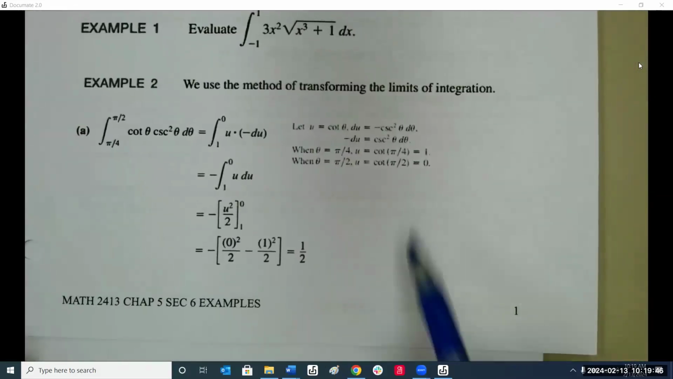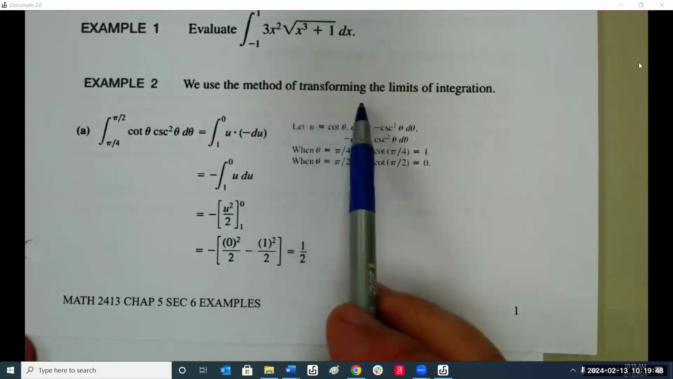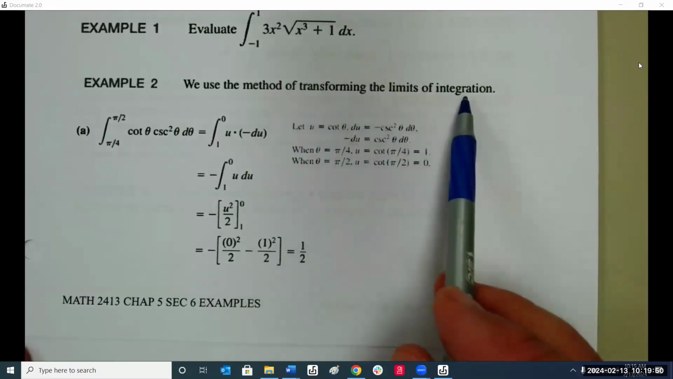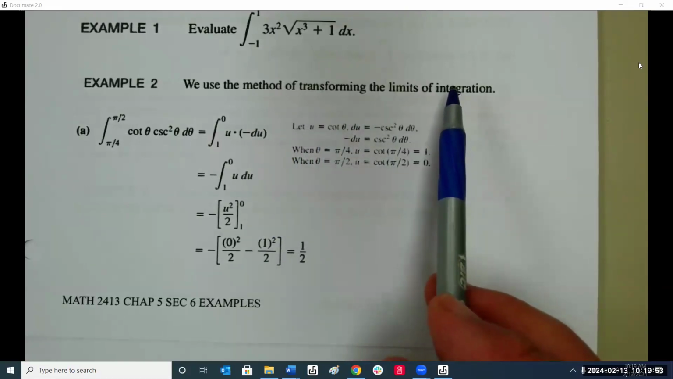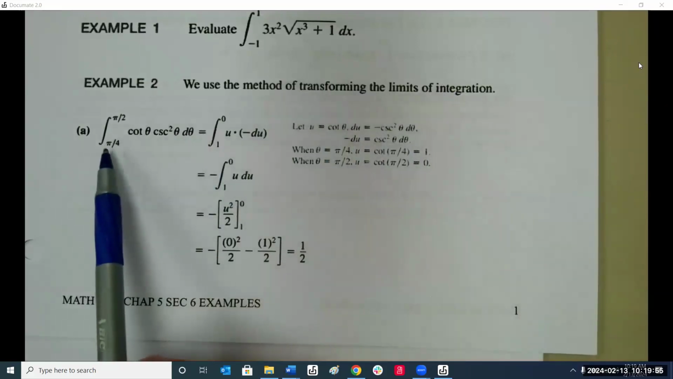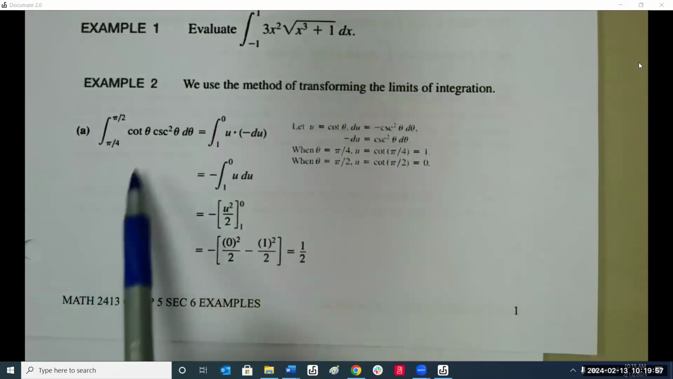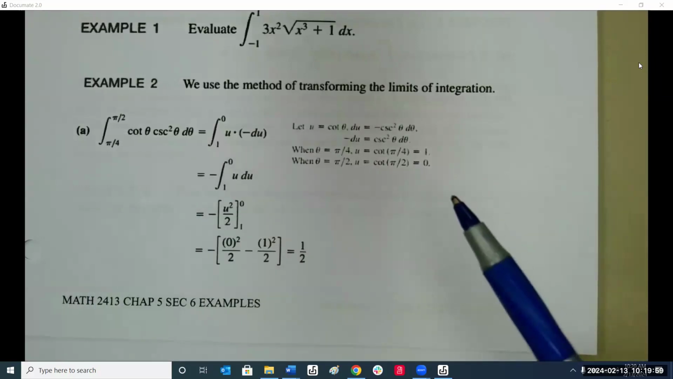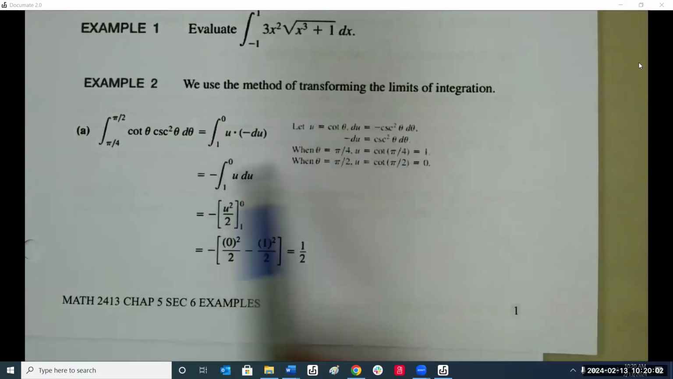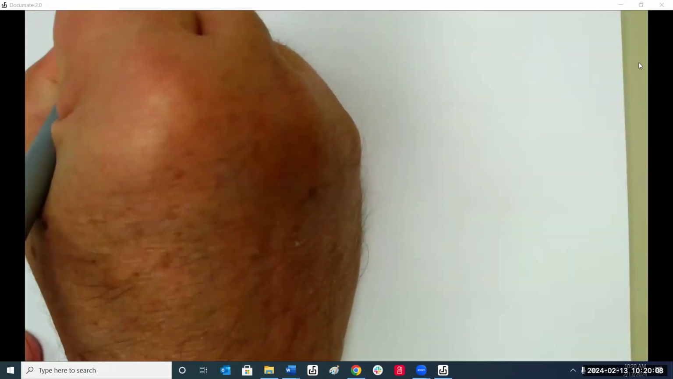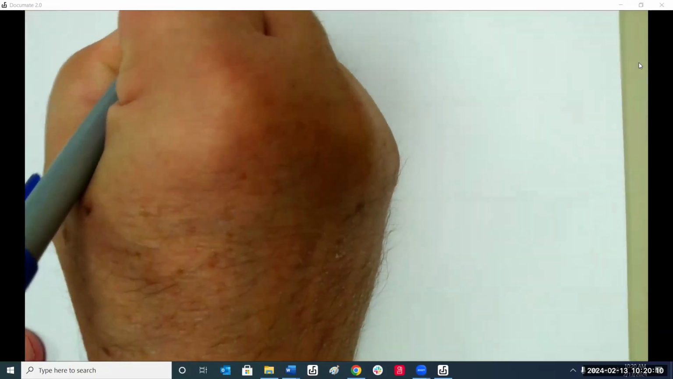Okay. Let's look at example 2. Use the method of transforming the limits of integration. Oh, this is really worked out for us. Okay, let's look at this one. We'll work that one out step by step. Example 2.